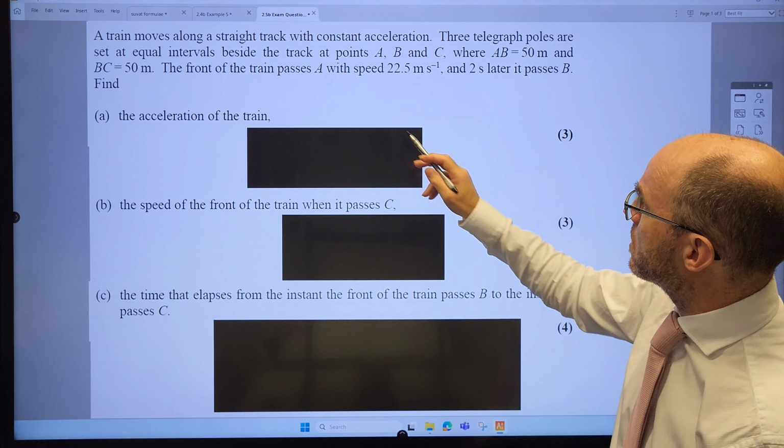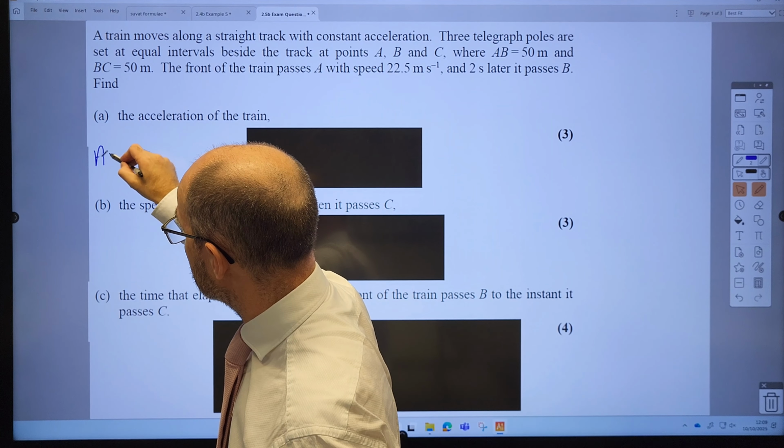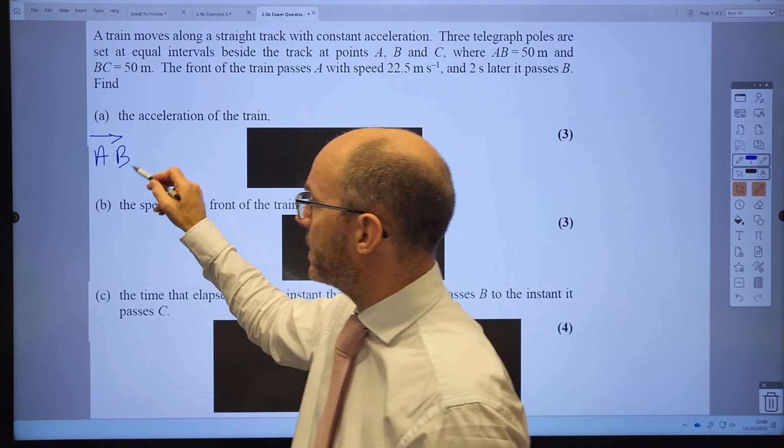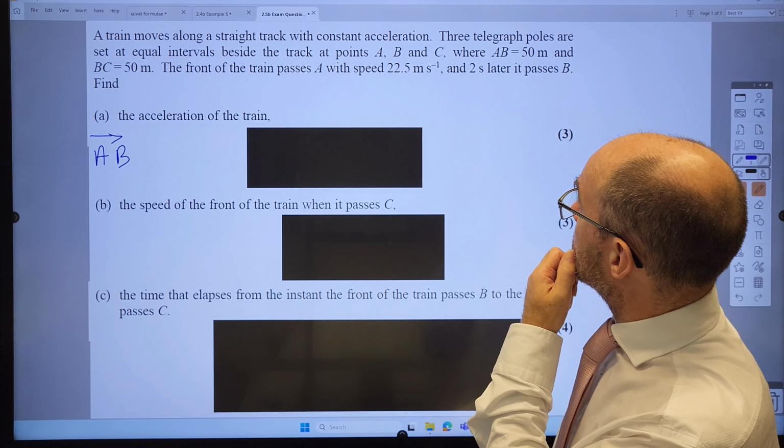Okay, so most of our information, it seems, is related to A and B, isn't it? So what we're going to do is do it from A to B. If you want to use vector notation, you can do from A through to B. It passes A with a speed of 22.5, so u is 22.5 metres per second. 2 seconds later it passes B, so t equals 2 seconds. I've also got s, the distance between A and B, which is 50 metres. Find the acceleration of the train.